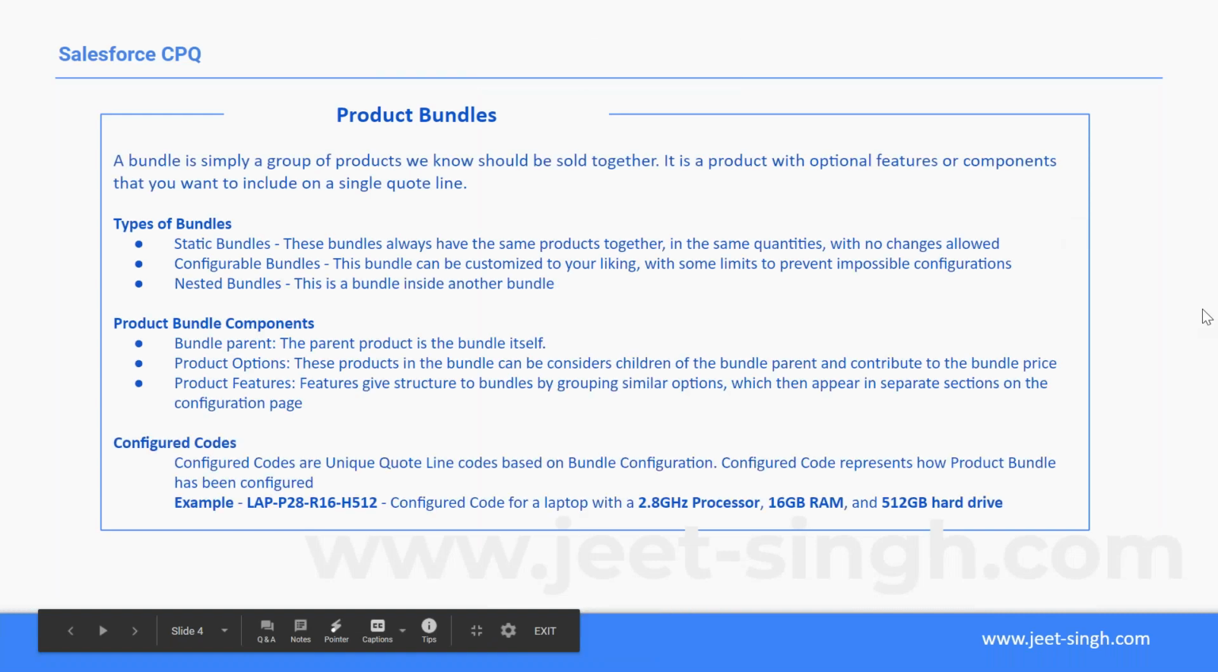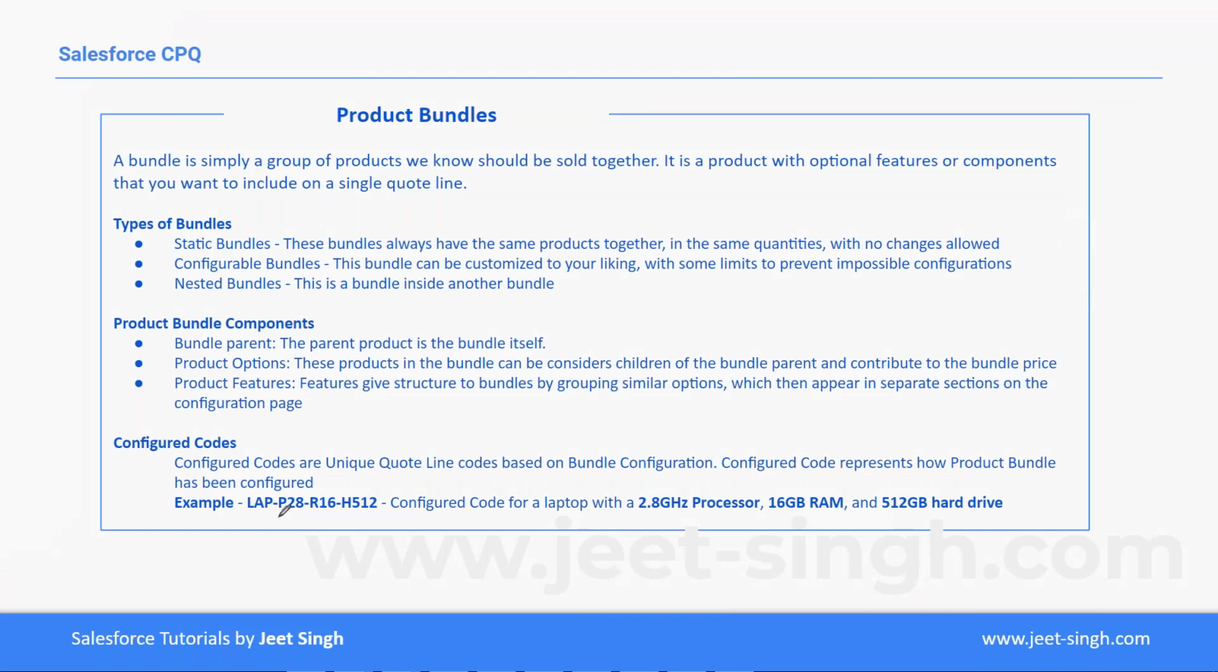So if you look at it, this is one, right? So all the processors can be one, all the RAM or the storage options can be two, and this can be three. Okay, and your formula can be something like lap 1 2 3. So that's how you can basically put it.